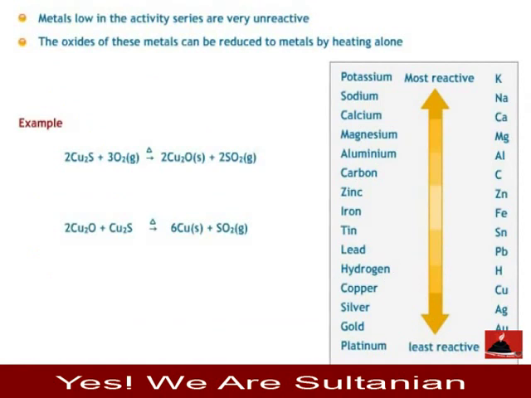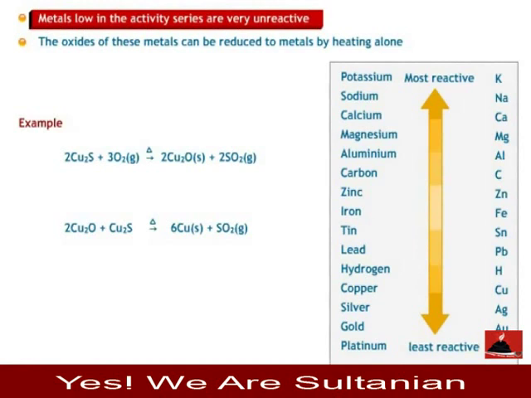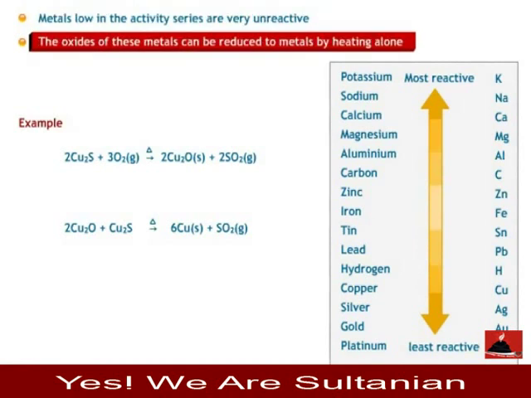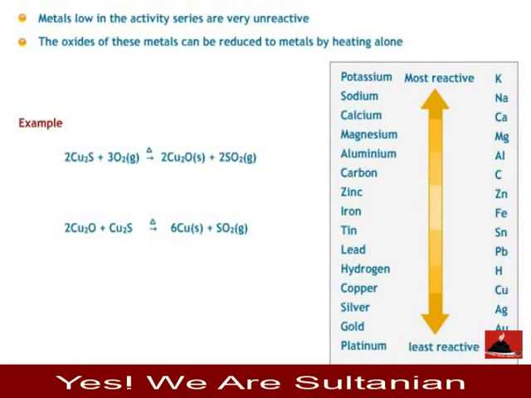Extracting metals low in activity series. Metals low in the activity series are very unreactive. The oxides of these metals can be reduced to metals by heating alone. For example, copper, which is found as Cu2S in nature, can be obtained from its ore by just heating in air.